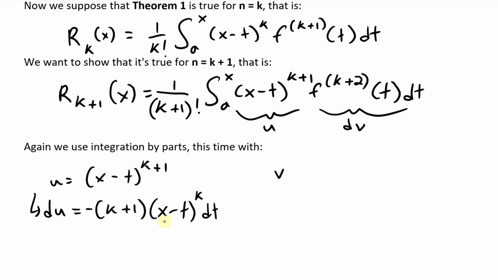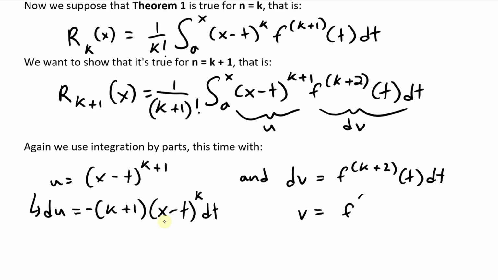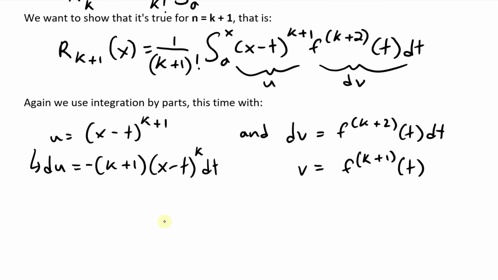So dv is equal to this part right there. That's going to be f^(k+2)(t) dt, and then any antiderivative is going to be just v, which equals the k plus 1 derivative, f^(k+1)(t) like that. We just put the constant of integration at 0, because we could choose any antiderivative, and we'll choose the one where the constant is equal to 0. So this is what we have.